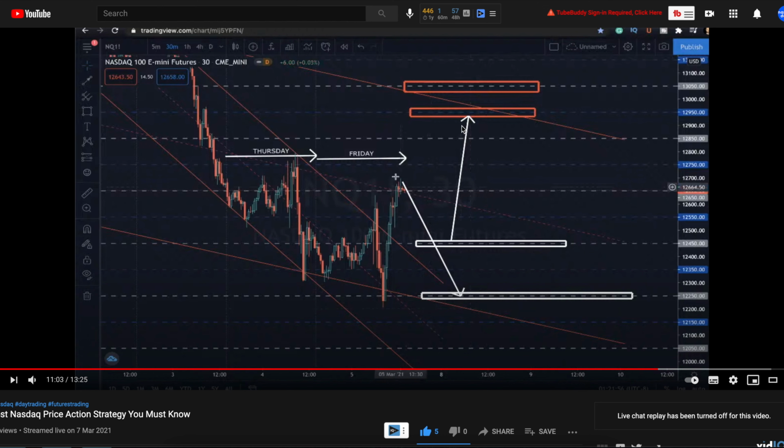And these were the 4 levels I talked about. As you can see, I was expecting a few things to happen. I was expecting to see a retest of the 12,450 and then watch for a potential bounce, or the other option was to see a drop down all the way to 12,250. So now let's see how everything worked out.